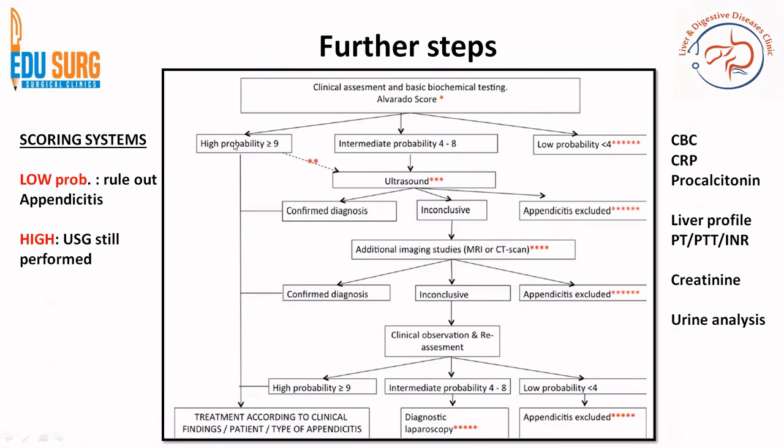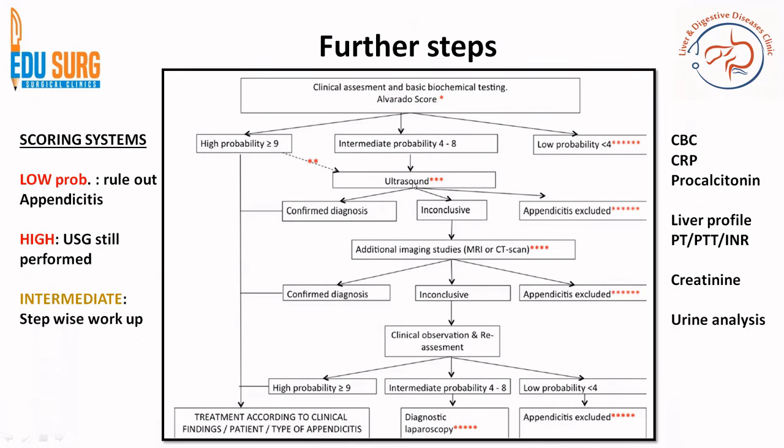High probability, the guideline may say that you go directly to surgery, but ultrasound is still performed in most of the cases and most of the centers. Intermediate probability is where you have to do a stepwise workup. So this is where now we go into the imaging stepwise.